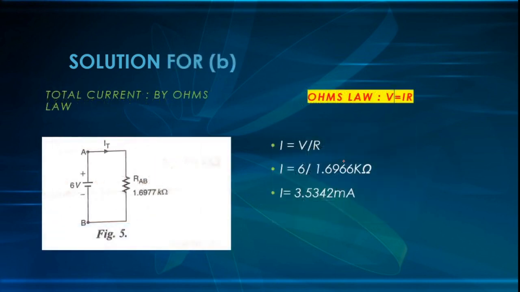Now for the second subdivision, we are asked to find the total current in the circuit. Total current means we have the total voltage of the circuit, and we have the total resistance of the circuit.